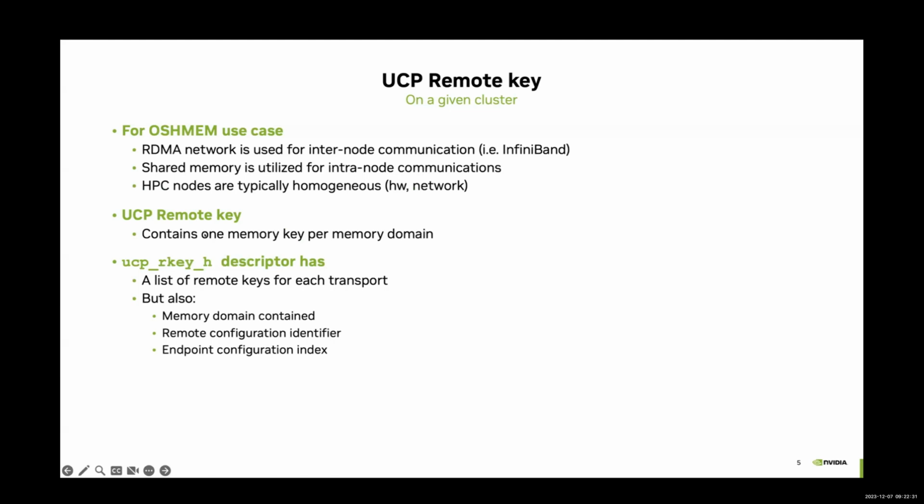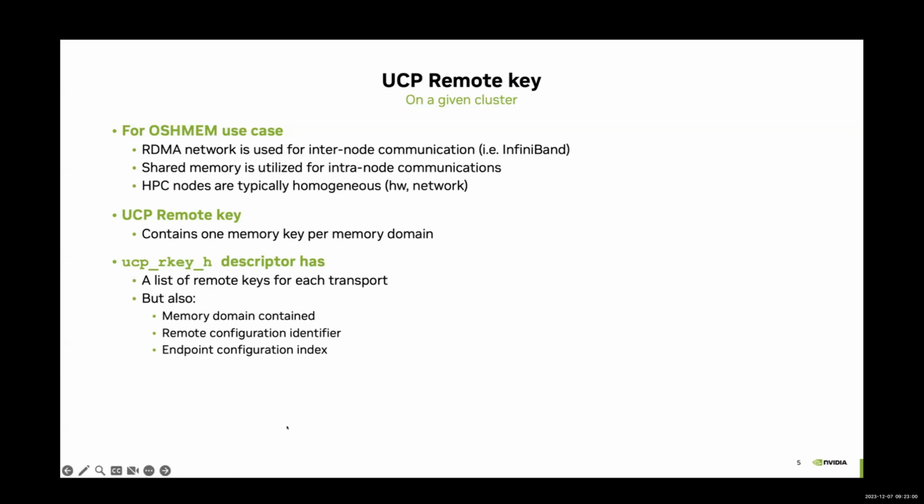So a remote key contains a memory key per memory domain. Basically it is a list of remote keys for each transport that was discovered. In addition, it has some meta information. It doesn't really require it for the transport, but this is for UCX to better optimize the data path.